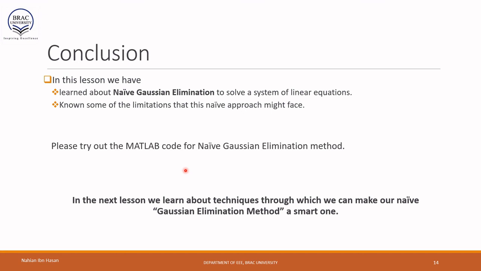So in the next lesson we will use another extension of this naive Gaussian elimination approach, because we have seen there are some pitfalls of this naive approach. So we have to make this method a smarter one. That means we are going to find out some techniques that are used to make this Gaussian elimination method an effective one. So we are going to find out the details of the smart Gaussian elimination approach in the next lesson.